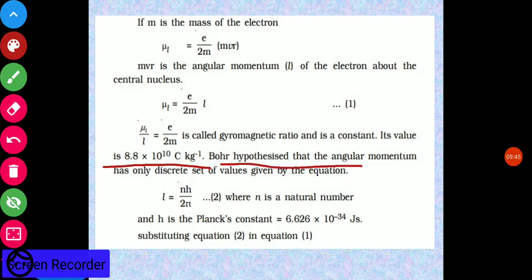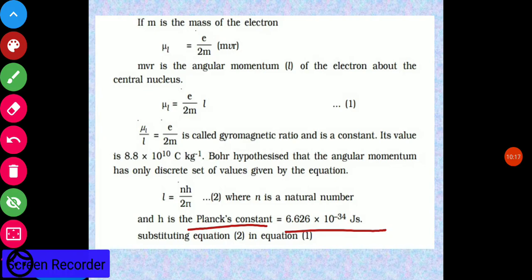Now according to Bohr's hypothesis, the angular momentum has only a discrete set of values given by the equation L is equal to nh upon 2 pi. This you have studied in chemistry also: angular momentum L has only discrete values, L is equal to nh upon 2 pi, where n is a natural number and h is Planck's constant, whose value is 6.626 into 10 raised to power minus 34 joule second.